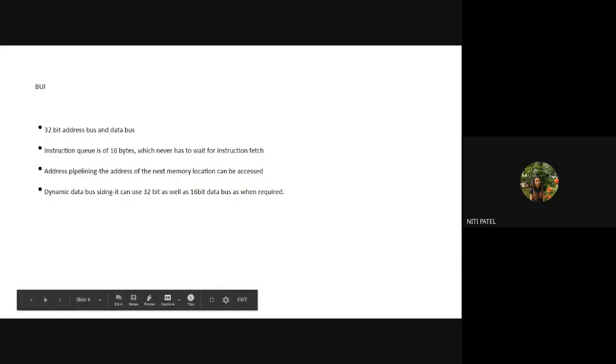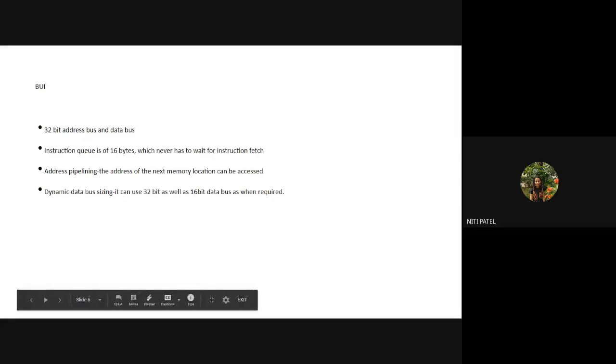Okay, is this bus interface unit understood to you? I have 32-bit of address, 32-bit of data, 16 bytes of instruction queue where all my instructions are loaded. After that, all the instructions can be executed simultaneously since I have address pipelining. And since I have a 32-bit of data bus, I can use 8-bit of data, 16-bit of data, or 32-bit of data in one shot. But if I want to use a 64-bit of data, I have to make use of the bus twice. First bus for sending first 32 bits and second bus for sending next 32 bits. Is this clear? Yes, ma'am.